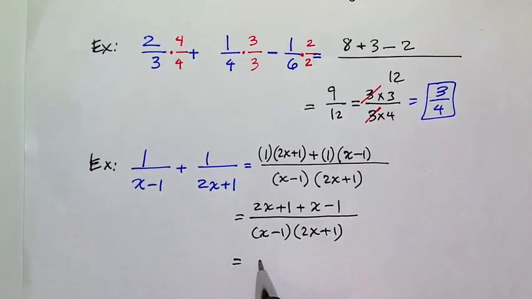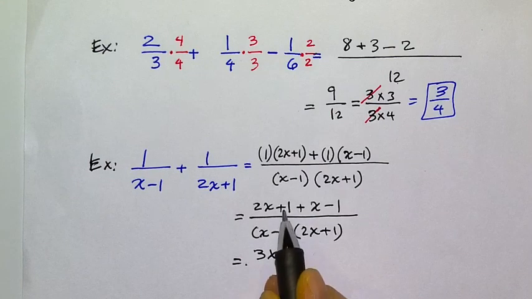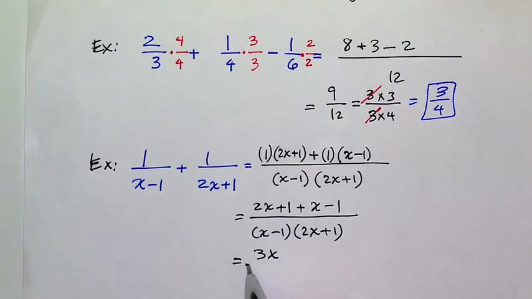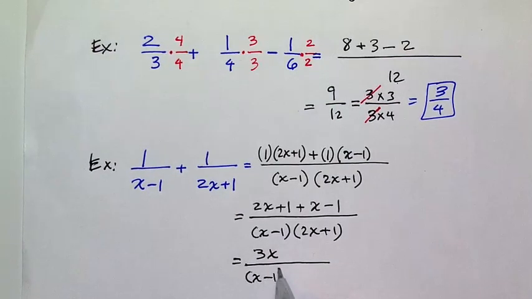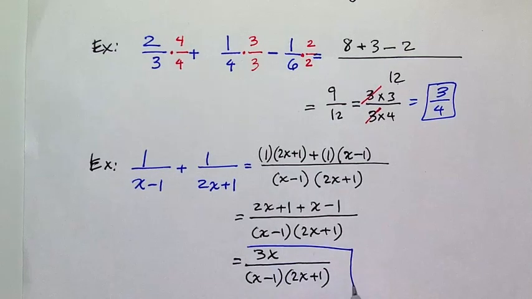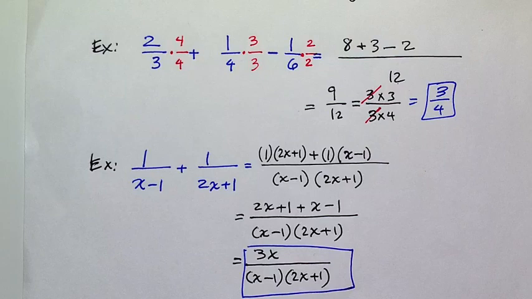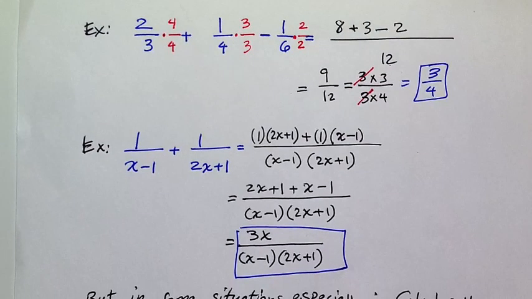And then, of course, let's combine the like terms. 2x plus 3 plus x is 3x. And then 1 minus 1 is 0. So we end up with 3x over x minus 1 times 2x plus 1. So this would be our final result. Okay? Beyond which we cannot simplify this any further. So remember, this is what we used to do so far.